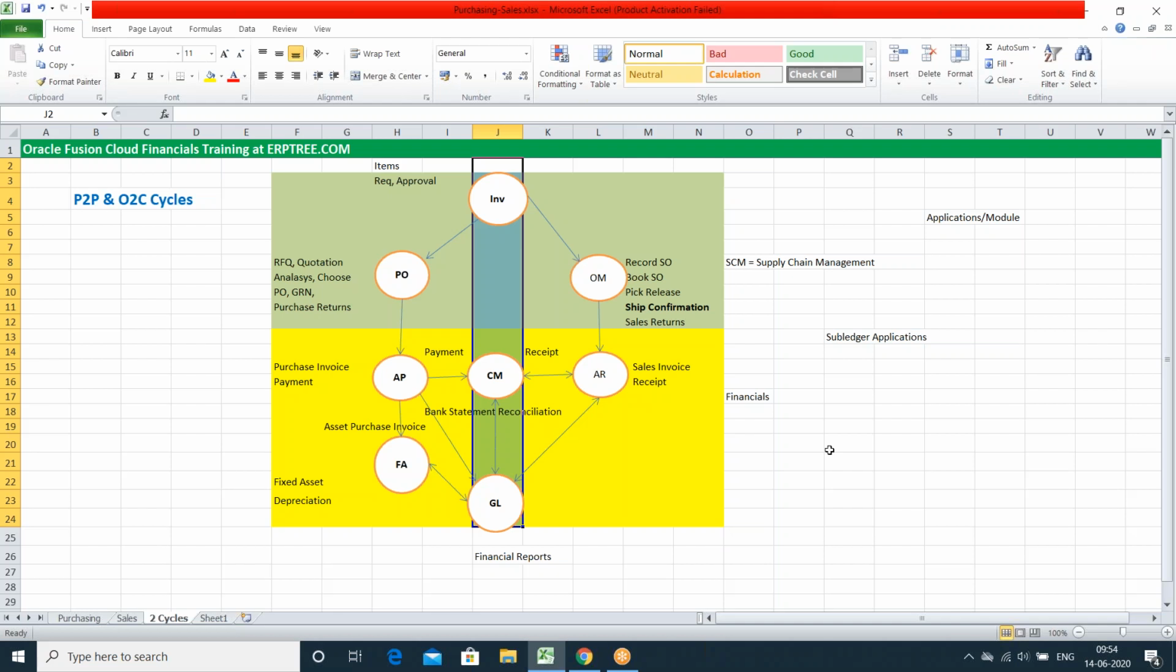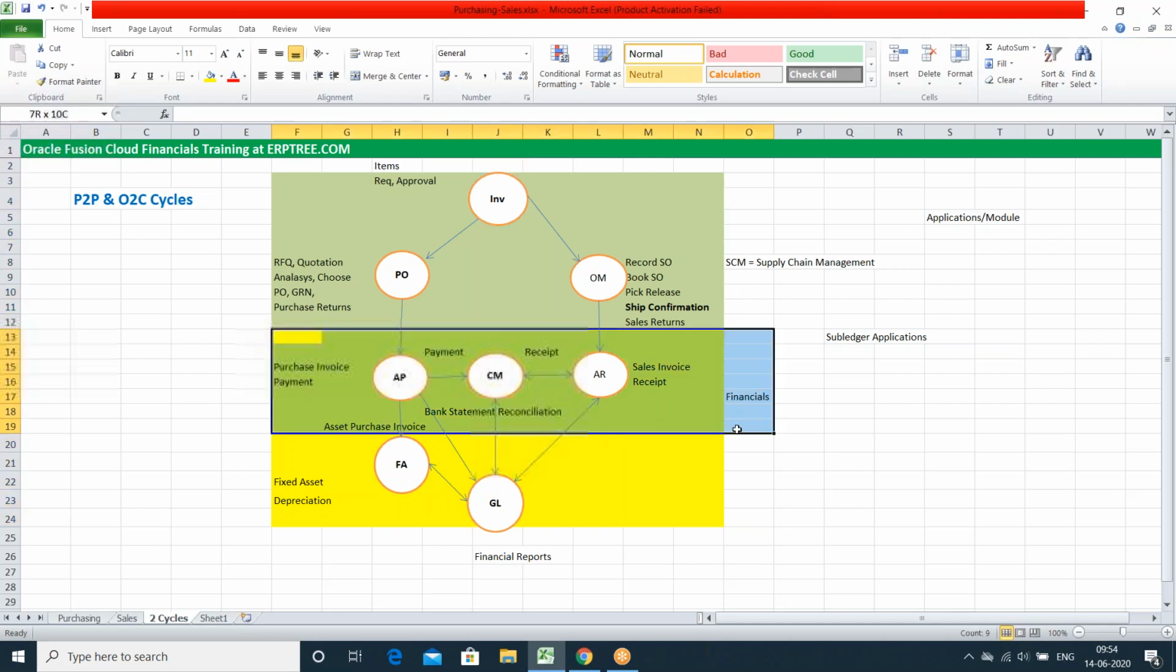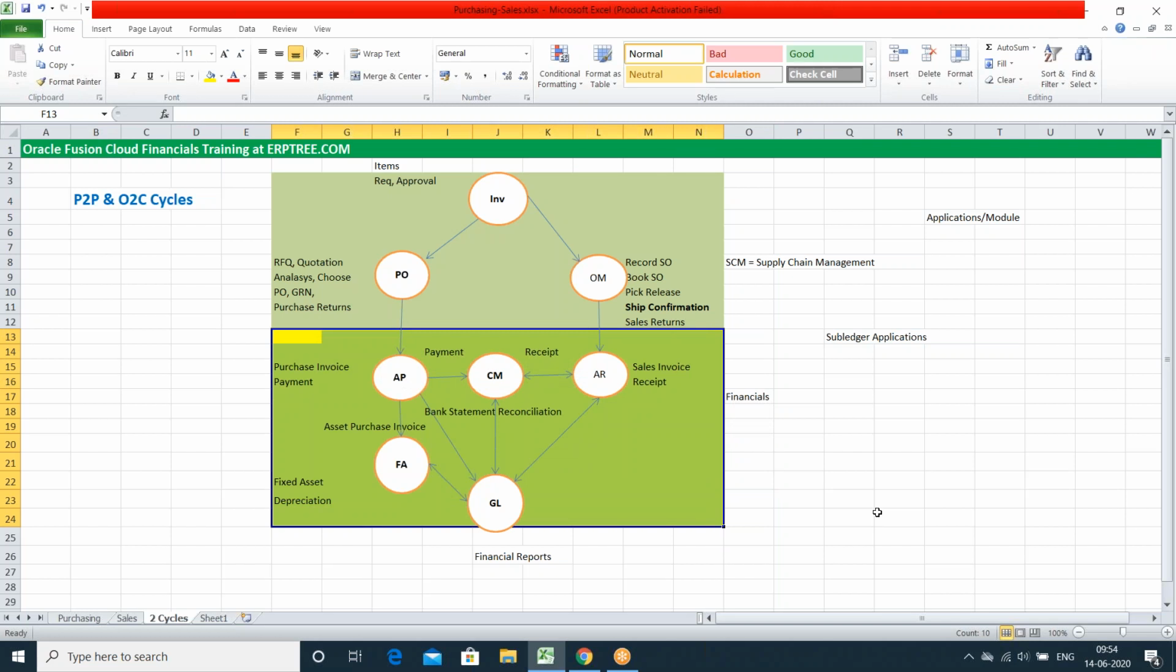Now we are going to work on our financials application. These are the financials applications where primarily we are going to focus. Our course is completely related to finance. So we are going to learn primarily the general ledger application, AP, AR, CM, and FA. Along with that, there are a few other basic applications which you have to understand. We'll work on those also.